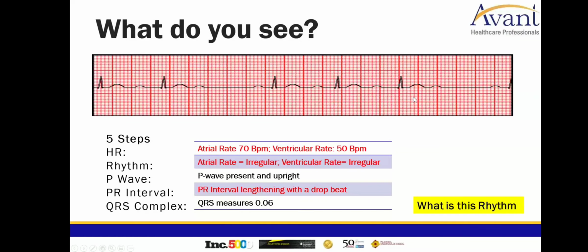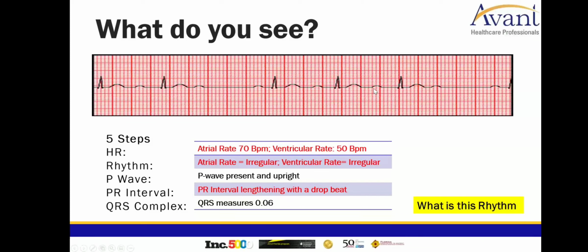So let's start with this grouping here because it's just clearer to see. If I look at the PR interval here, we have a prolonged one, 1, 2, 3, 4, 5 boxes. The PR interval is right at the upper limit of 0.2 seconds long. Now remember, we have to measure that every PR interval is the same. Now, if I measure this one, we got 1, 2, 3, 4, 5, 6. This one is 1 box longer than the first one. So now we have a lengthening PR interval.